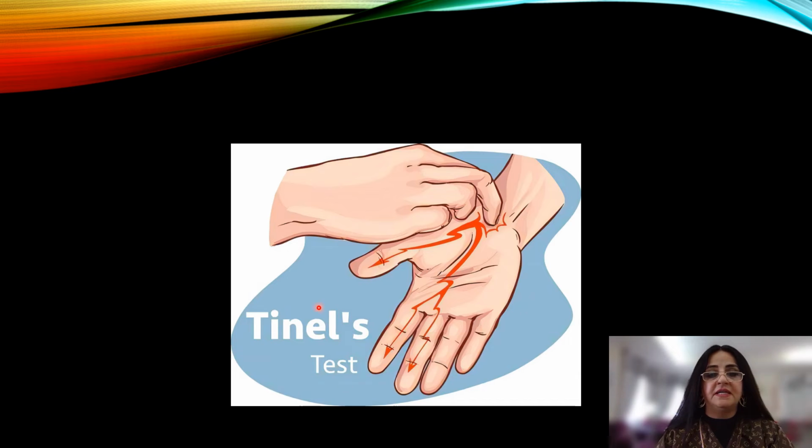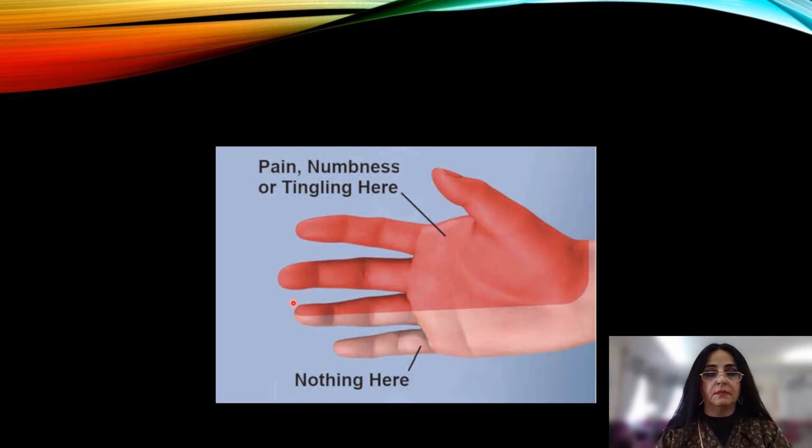The next test is Tinel's test. If the doctor puts pressure on the wrist area above the transverse ligament, the symptoms of carpal tunnel will start, or you may feel pain and tingling in the thumb, index, middle and ring finger. Again, these are the areas where you feel the pain if the doctor tests for Tinel's sign by putting pressure above the transverse ligament, above your median nerve.